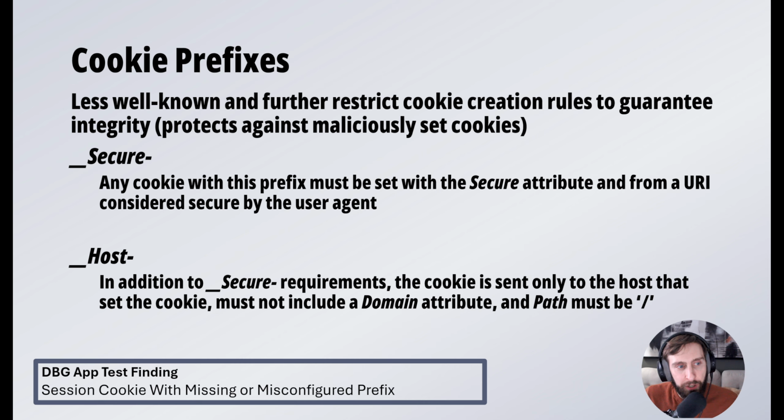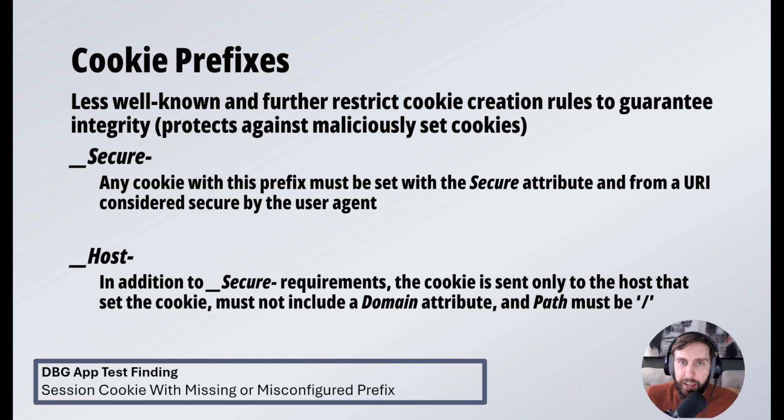So let me explain them specifically. With __Secure-, and by the way, it might not be clear, there are two underscores followed by the keyword and then a dash at the end, and then what would follow is your cookie name. Any cookie with this prefix must be set with the Secure attribute and from a URI considered secure by the user agent. But the more strict one is __Host-. In addition to the Secure requirements, the cookie is sent only to the host that set the cookie.